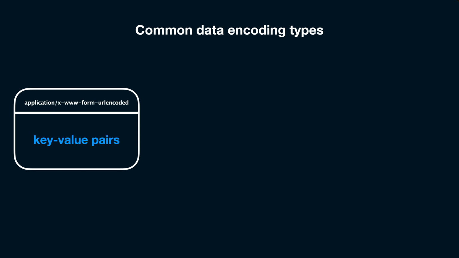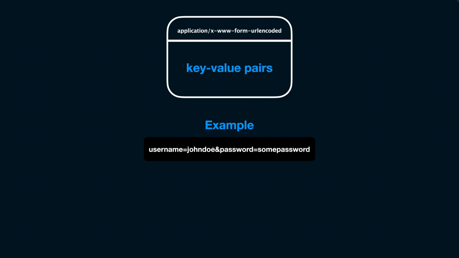The URL encoded type uses the query string format to add data. In this example, we have a key of username and the value is John Doe, and we can add more components using the ampersand. This is perfect when we want to send simple text values, but sometimes we want to upload files to the server. In this case, we should go with the multi-part form data.